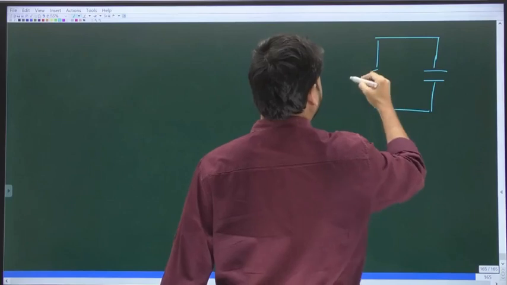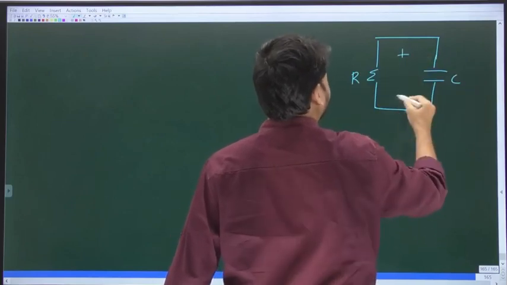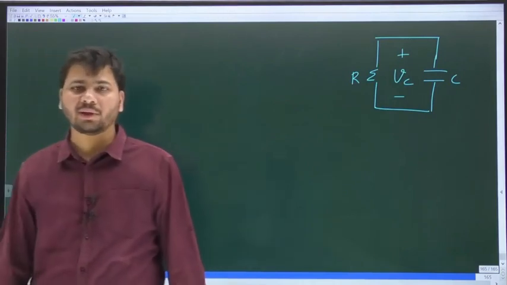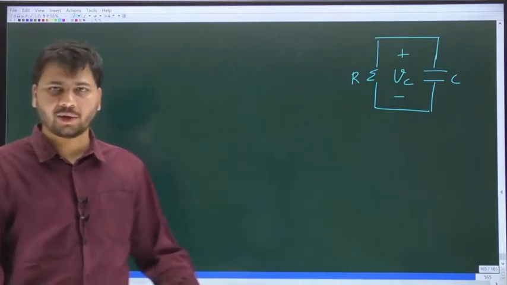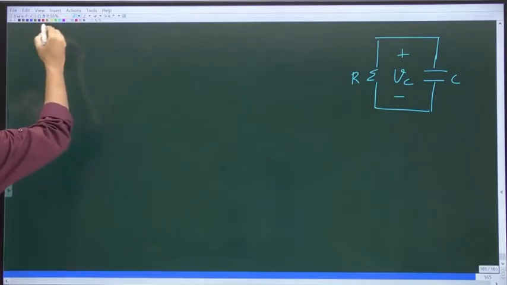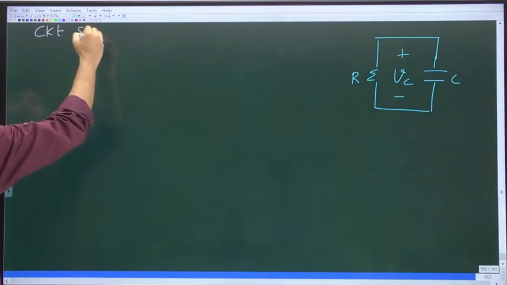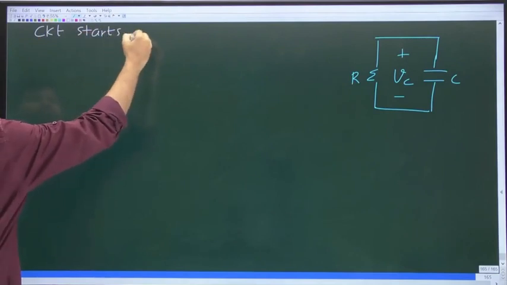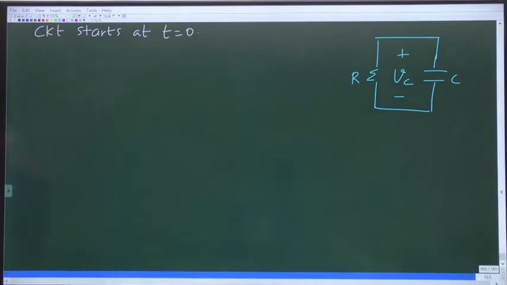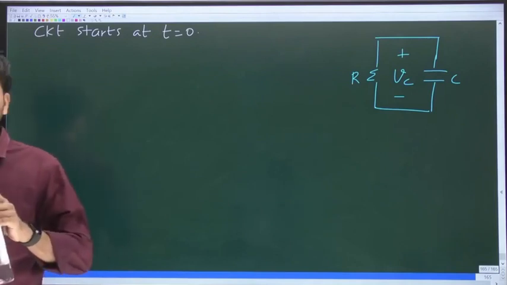So I have drawn the RC circuit again. The drop across the capacitor, let it be some Vc. Now let us say this circuit starts at t equal to 0.